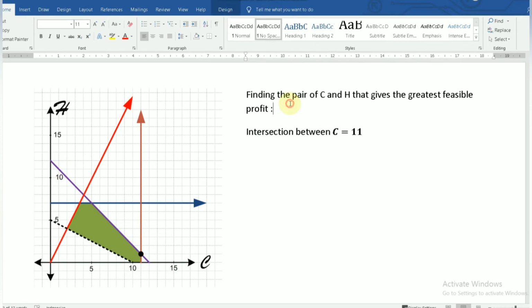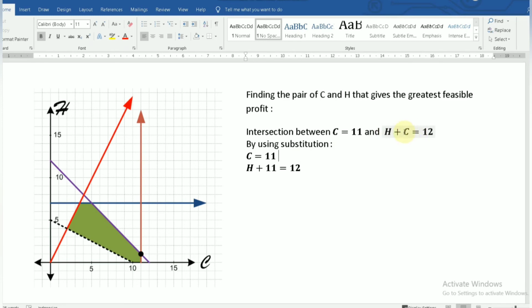Let's find the intersection between C equals 11 and the purple line. Notice that I don't really care about the inequality since we are finding the intersections, so let's assume that we are going into the line itself, the equation. So do not use the inequality sign. C equals 11, the vertical brown line, and the purple line, C plus H equals 12, right? So this is the intersection between these two. How to solve the system? Let's use substitution. Since C equals 11, finding H means substituting C into this.